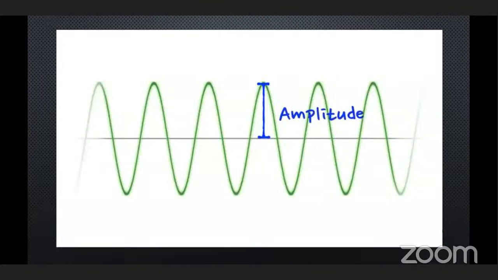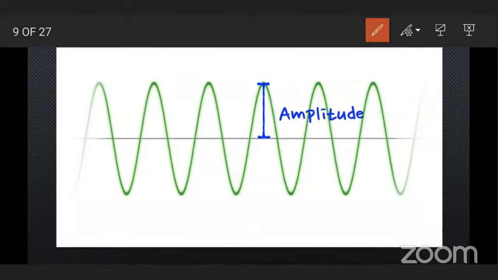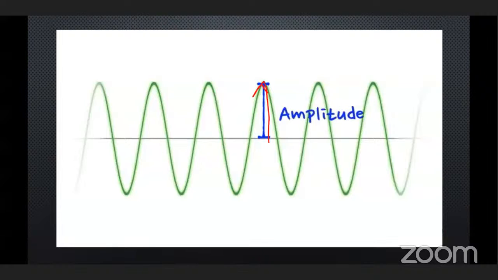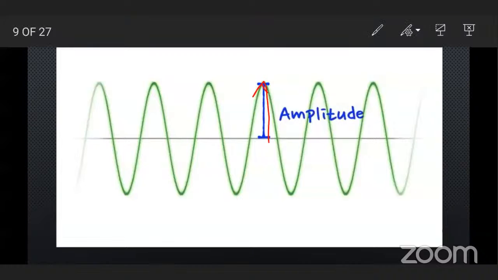Now you can see in these waves, amplitude means the maximum distance. This is the maximum distance and it is amplitude. In this wave, we can say this is amplitude. This is amplitude. This is amplitude.